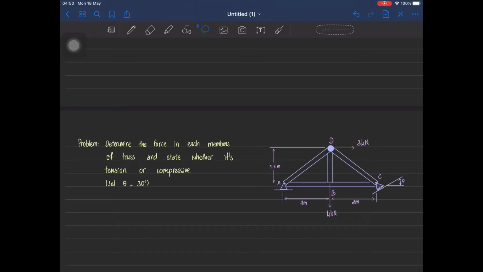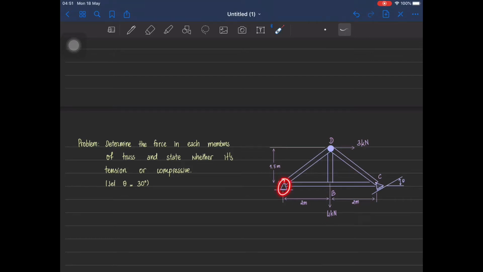Hi, so this is the topic of structural analysis, where we have to determine the force in each member of the truss, like having the clue of whether the force is tension or compressive. But in this problem we are required to find everything of it.